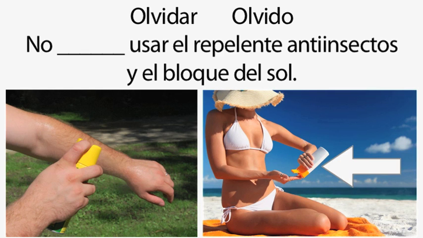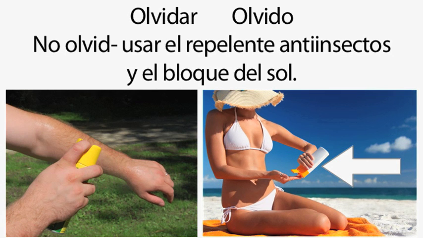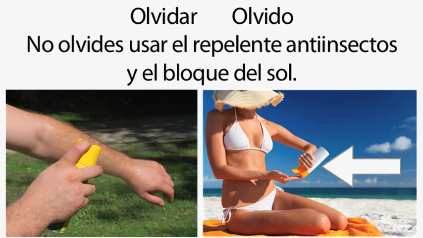No. All right, for the second blank, find the stem from the yo form of the present indicative. Just take the O off the end of olvido and you get O-L-V-I-D. Now, for an AR verb like olvidar, what ending do you need to add for tu? AS or ES? ES. That's it. Now just say the whole thing aloud in voz alta. No olvides usar el repelente anti-insectos y el bloque del sol. Ok, estás solo. Te toca.